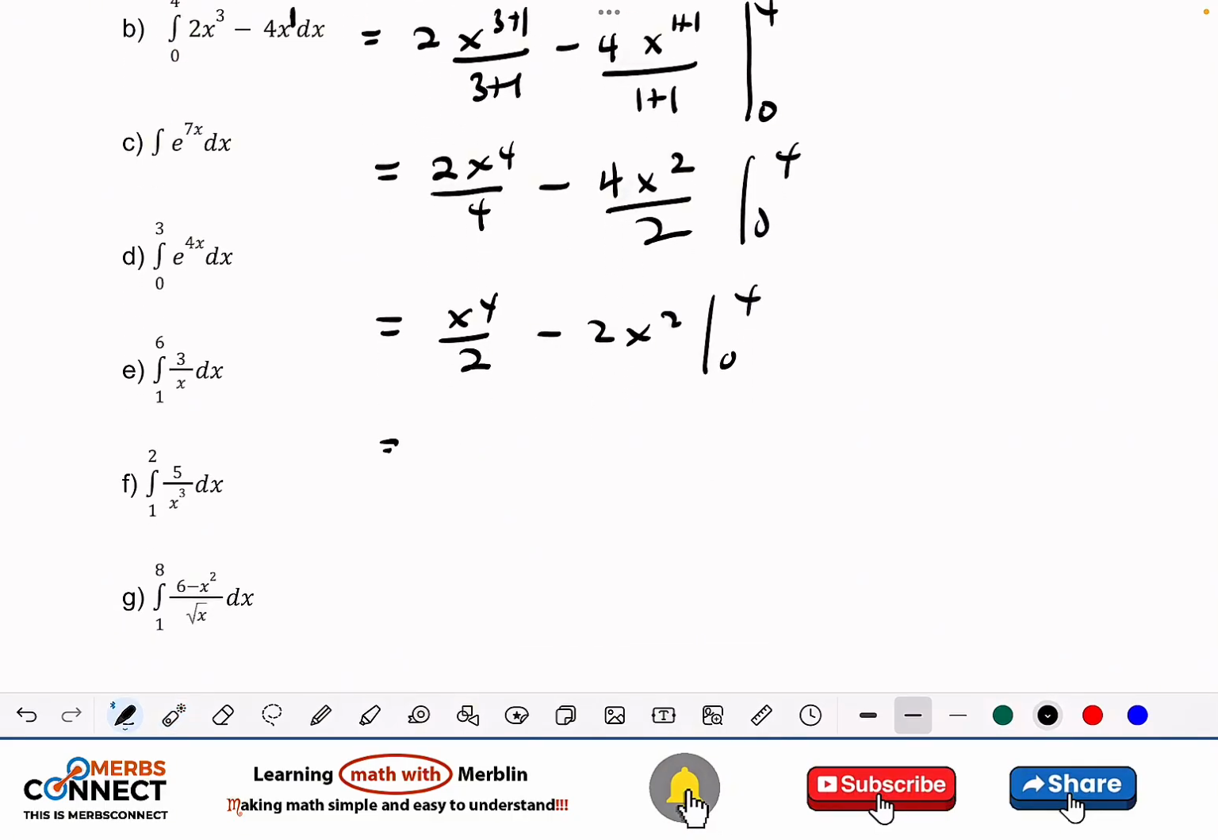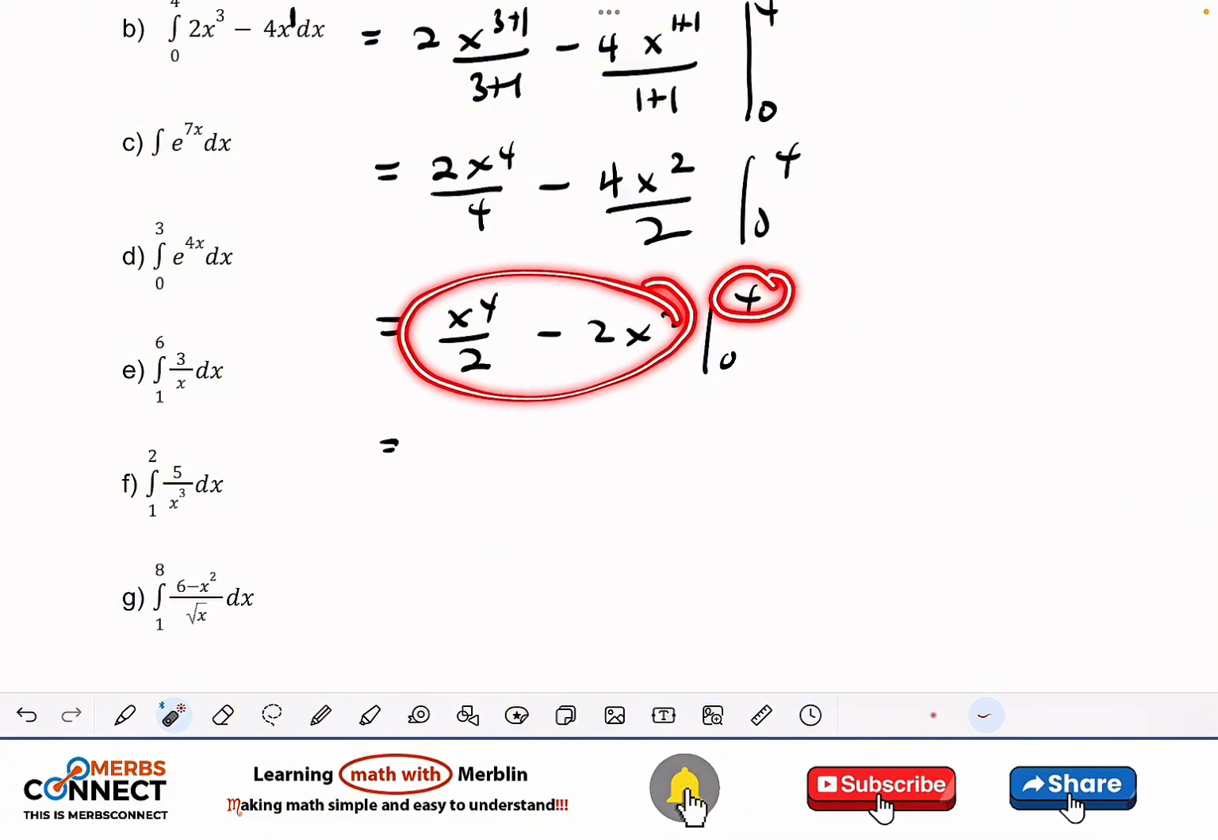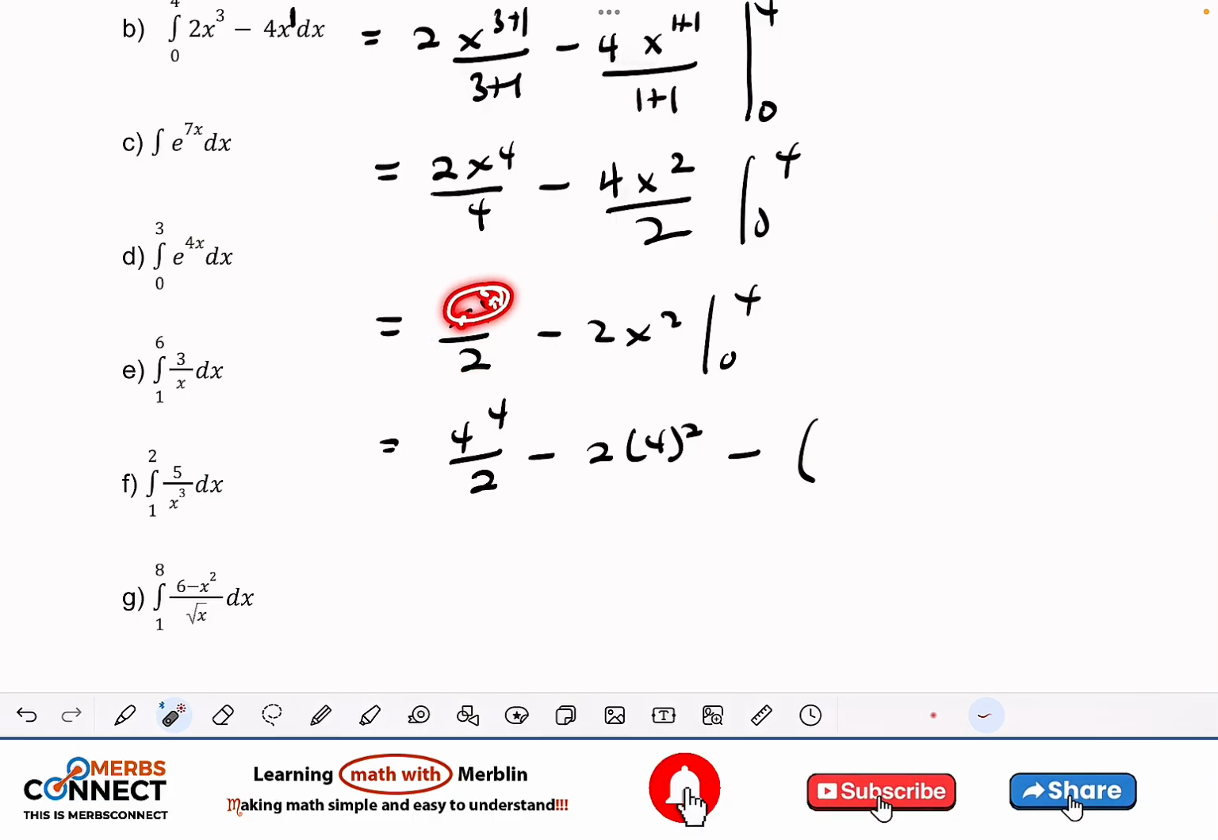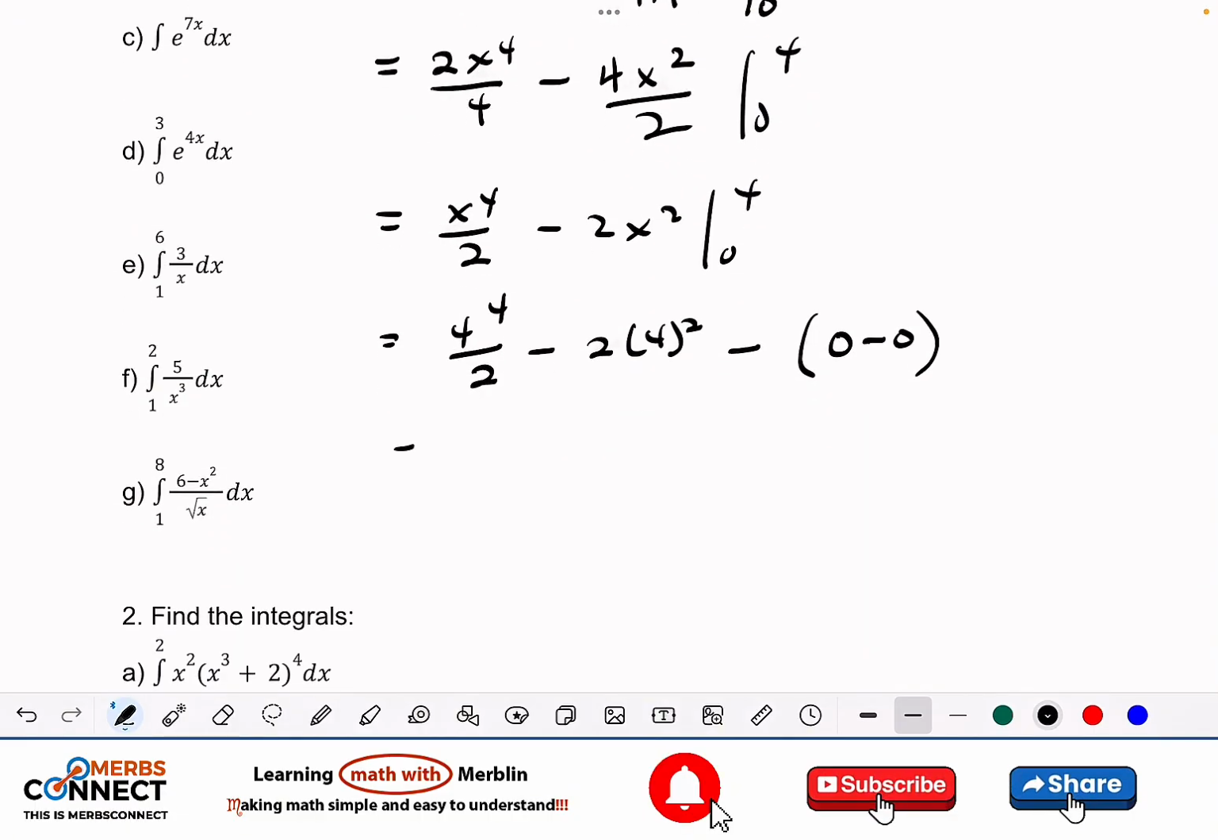So this is what I'm going to do. I'm going to plug in the 4 inside the whole thing. So I'm going to have 4 to the power 4 divided by 2 minus 2 times 4 squared, minus, then I'll plug in 0. When I put 0 here, 0 to the power 4 will be 0, and 0 over 2 will be 0. When I plug in 0 here, this one will be 0. So this is 0 minus 0 here. Now, what is 4 to the power 4? Let's go 4 times 4 times 4 times 4, and we are going to have 16.